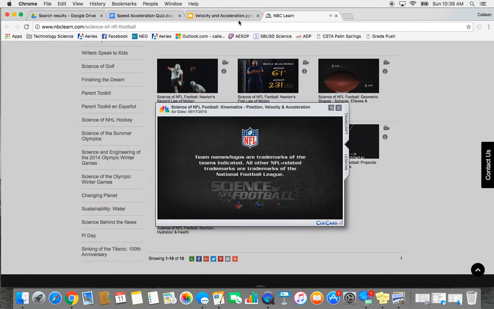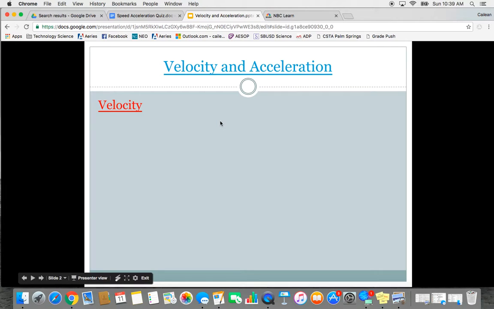All right, so let's go back to the notes. So the first word we just learned about was velocity. And velocity is just speed in a given direction. Go ahead and write this down, please. Everything in red.